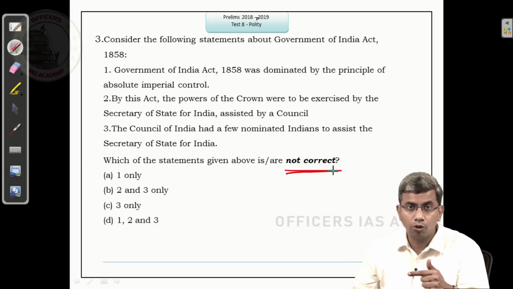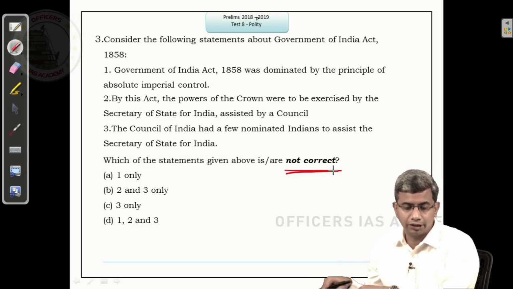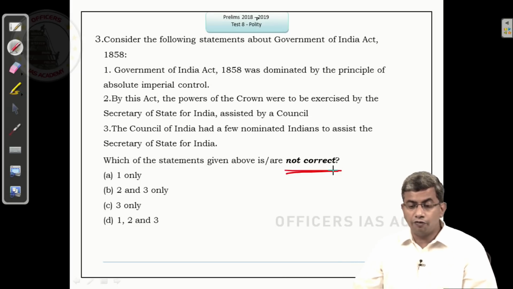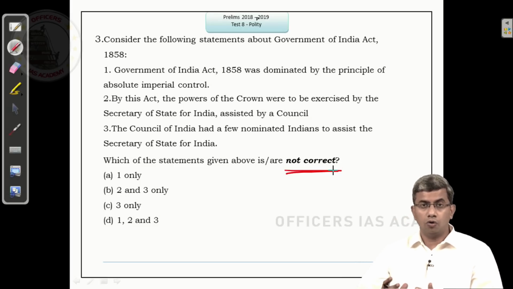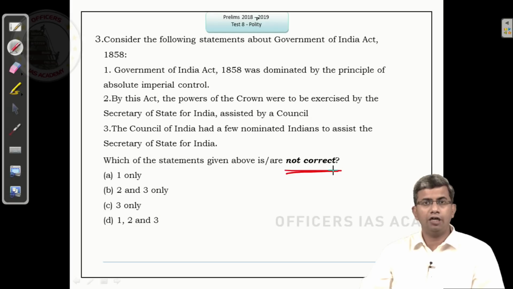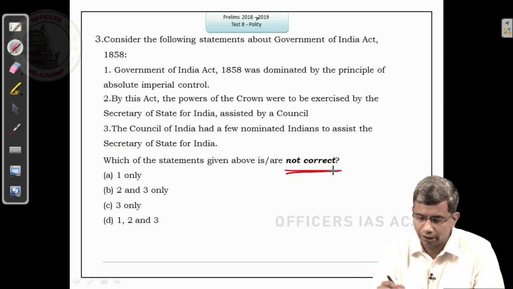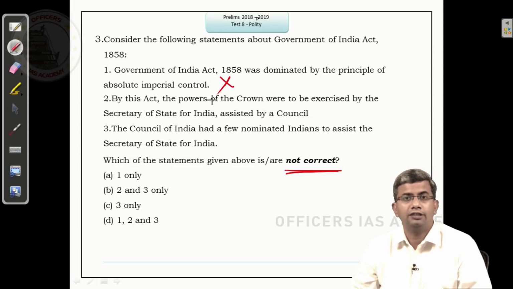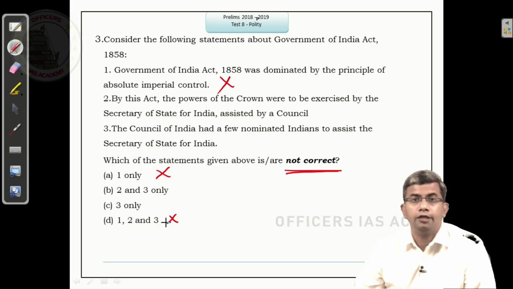So the moment you look at a correct statement, you will automatically eliminate it, because the question is asking for incorrect statements. Government of India Act 1858 was dominated by the principle of absolute imperial control. Yes, it is after the Sepoy Mutiny, or the First War of Independence as it is called, that the British Crown took the complete control of the administration. So the first statement is a correct statement, which means for this question it is not the answer. So automatically you eliminate A and D.